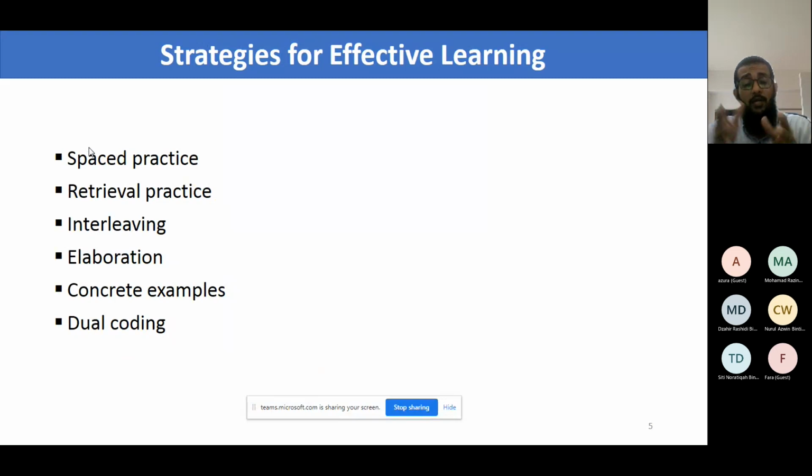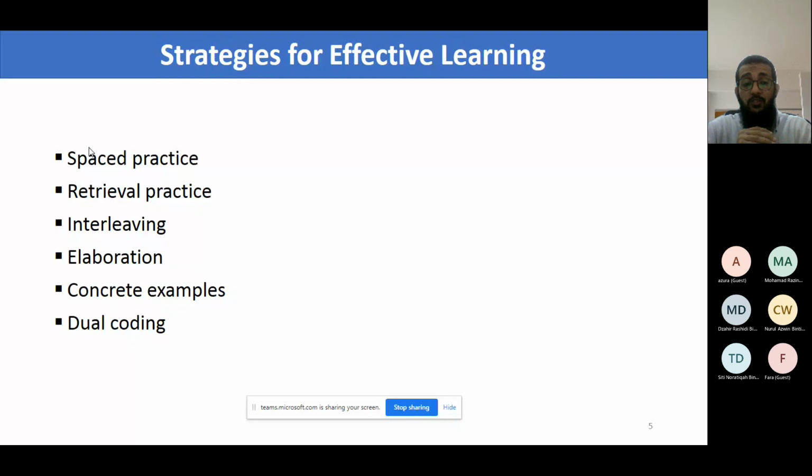So try to space your learning of courses over long distances. Just fix some schedules for yourself and try to practice retrieval. Don't just open the book and read. Even if you reread two to three times, it's better to close the book and try to retrieve the information, recall everything from the memory, from the long-term memory, and try to switch between different subjects.